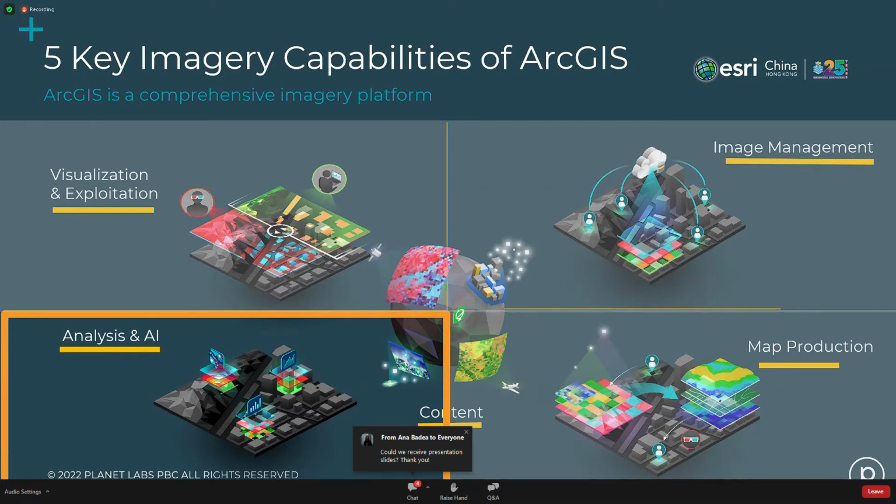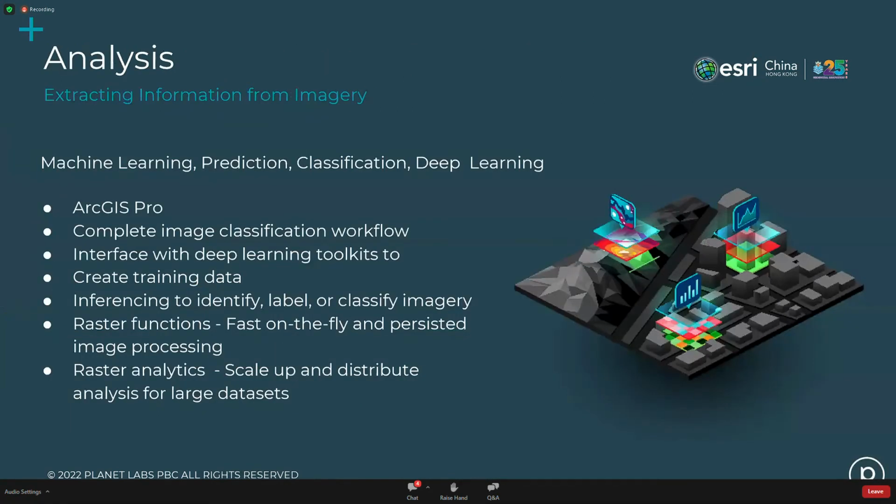The ArcGIS analysis and AI capability provides the tools to extract information from imagery. This includes a wide range of machine learning and deep learning tools, change detection, etc. For the extraction of location-based information from imagery, including classification, object detection, and object identification using machine learning, ArcGIS Pro includes complete image classification workflows using pixel or object-based image classification by machine learning algorithms, including maximum likelihood, random forest, and support vector machine.